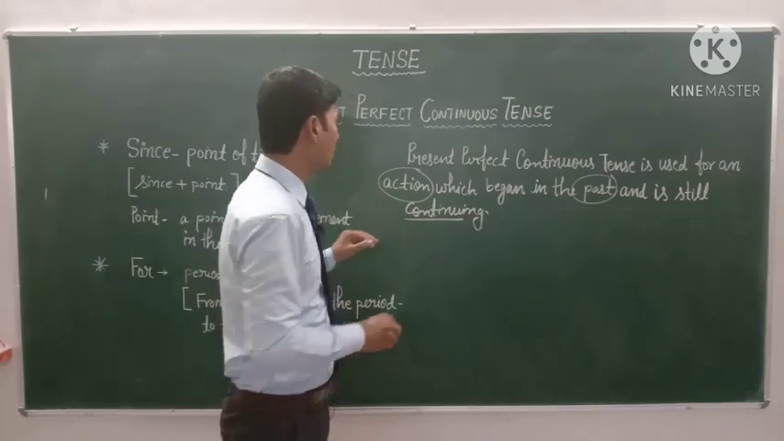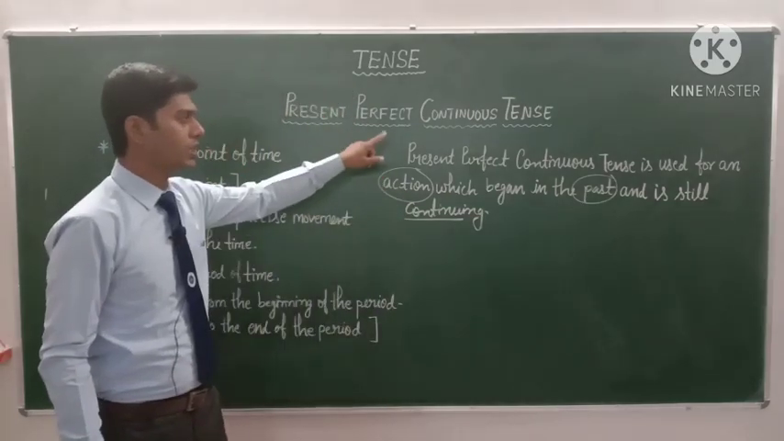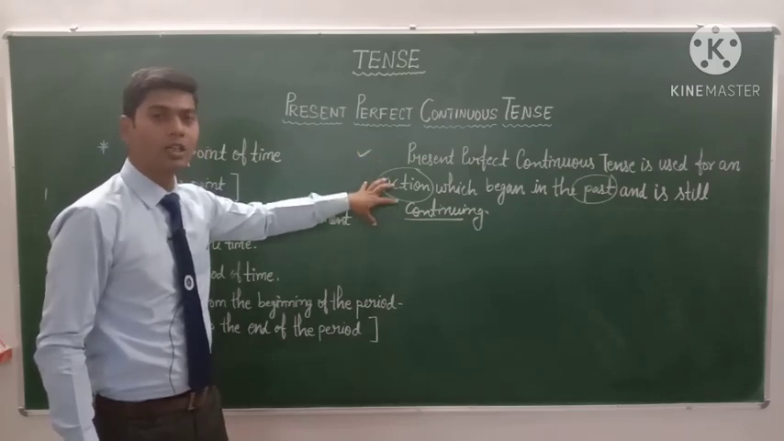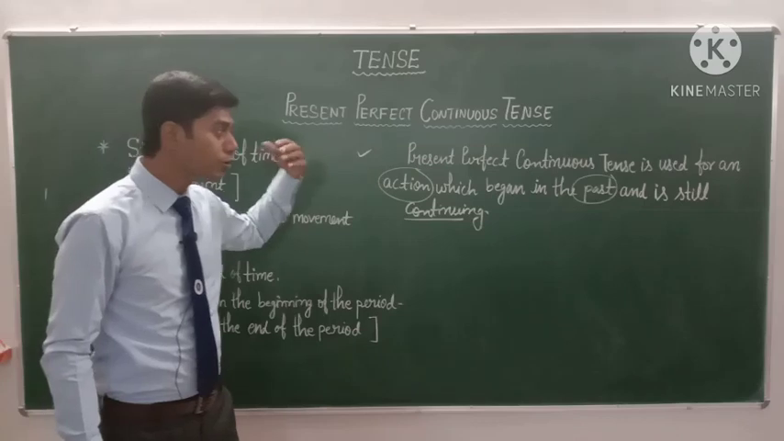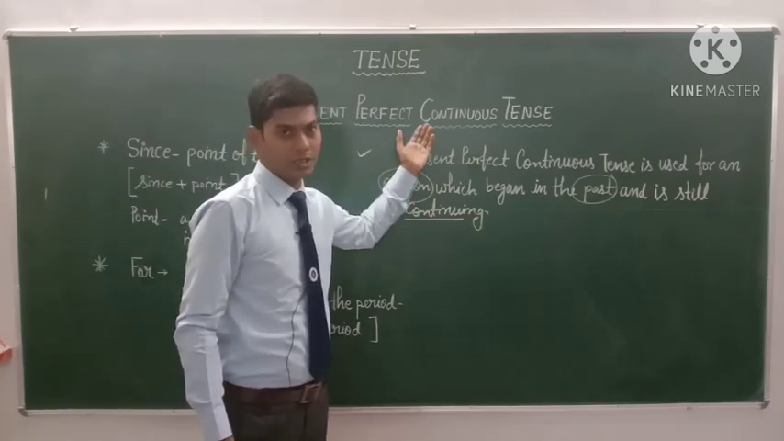Is it clear? So this is the use of present perfect continuous tense. It means this kind of activity is being considered, this kind of action is being talked about in this tense, right?